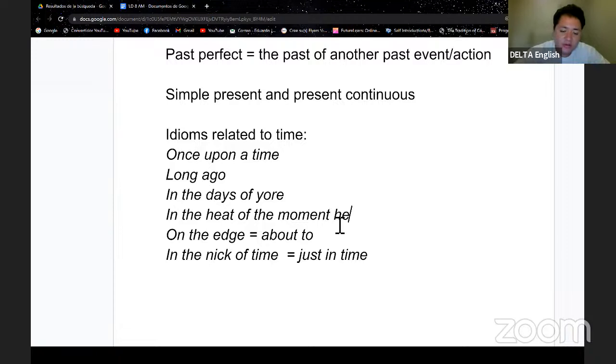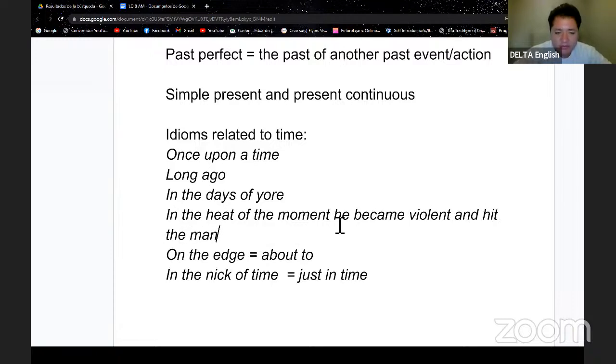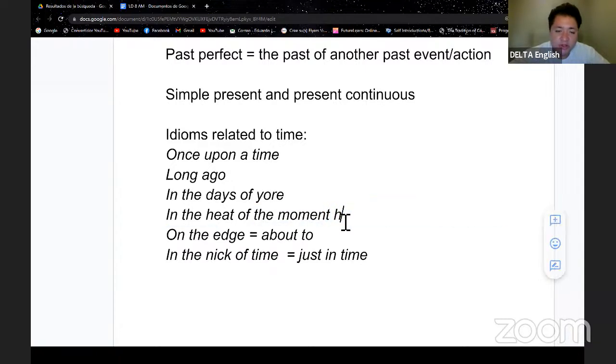he became violent and hit the man, right? Entonces, como en el calor del momento de la situación, se puso violento y golpeó al hombre, right? So you use this expression in the heat of the moment when you are saying that you or the characters of the story acted for impulse, right? Act for impulse without thinking about the negative results. So you say in the heat of the moment, they didn't think and they did this, right? All right.